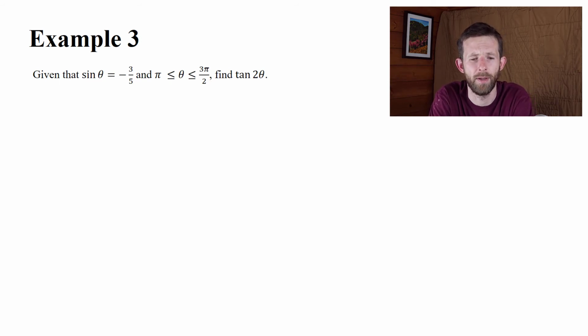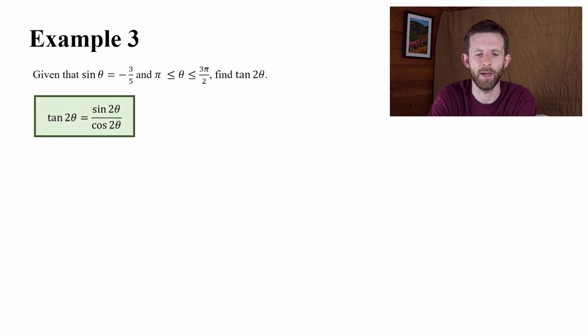Last problem. I'm given that sine of theta is negative 3/5, and we're going to be in quadrant 3. So my theta is between pi and 3 pi over 2, and I want to find tangent of 2 theta. Now, here is why we actually need the quadrant for this one. Because for tangent of 2 theta, I'm going to need both sine of 2 theta and cosine of 2 theta.